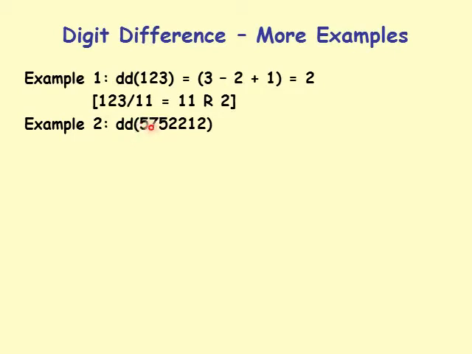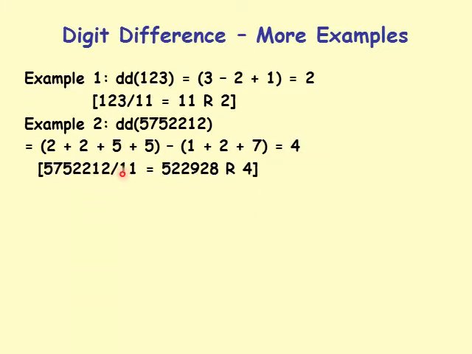Let's do another example. Digit difference of 5752212, which is equal to 2 plus 2 plus 5 plus 5, that's 14, minus the other side: 1 plus 2 plus 7, which is 10. So 14 minus 10 is 4. If we divide 5752212 by 11, I do get remainder 4. So the digit difference still verifies that it is equal to the remainder.